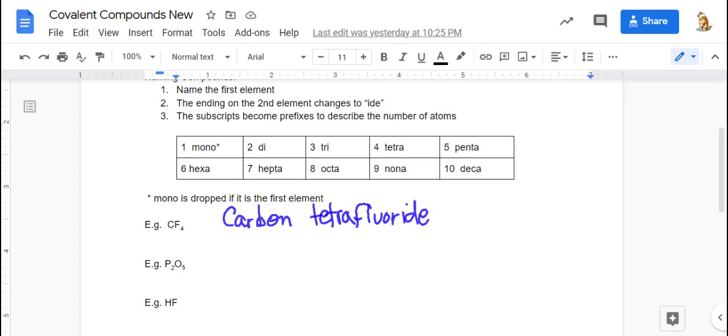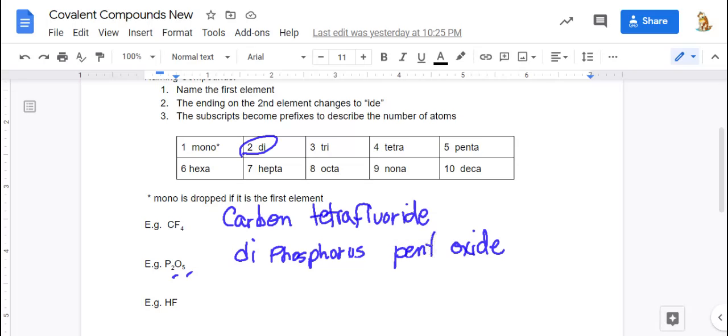The next one is phosphorus. And the second element is oxygen, so it becomes oxide. And then we're going to deal with our subscripts. So 2 means di. So this is diphosphorus. And then 5 is penta. Now with oxygen, we can drop the A from penta or deca, and that's just because it sounds weird. Pentaoxide, pentoxide. So generally the rule is you drop the A if it sounds weird, and it usually sounds weird with oxygen. So this is diphosphorus pentoxide. So this is one word and this is one word.